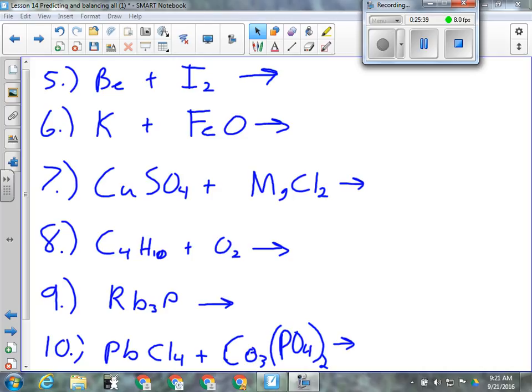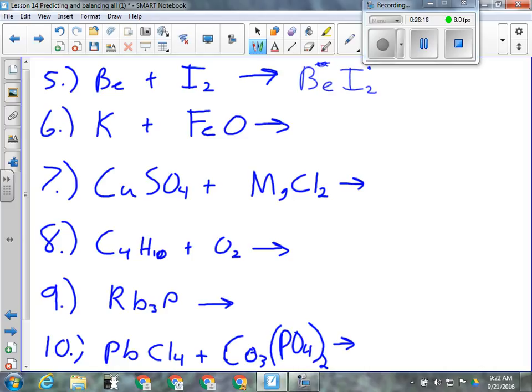All right, let's have a look at number 5 here. I've got two elements reacting with each other. We've got what kind of reaction? A synthesis reaction, right? So we need to combine them into a compound. Beryllium has a charge of +2. Iodine has a charge of -1. This is an ionic compound because it's metal and nonmetal. So we're looking at BeI2, which means that we don't have to do any balancing because everything is already balanced. Questions on 5? All right, let's have a look at number 6.